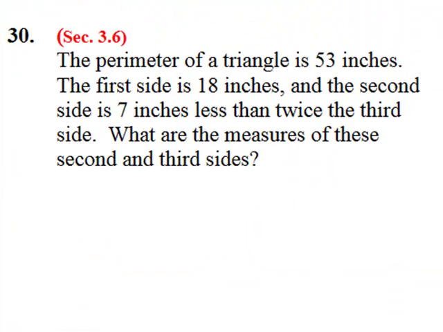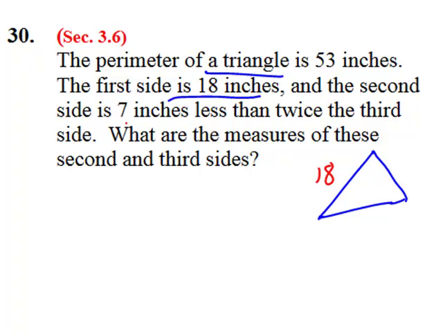Okay, number 30. It says here the perimeter of a triangle is 53 inches. Well, a triangle is something we can draw. So let me just put 3 sides. It doesn't really matter how accurate we are with these. We'll just draw 3 sides. Nothing special. I'm not trying to imply any particular lengths here. And we are told that the first side is 18 inches. So let's make this one right here 18.